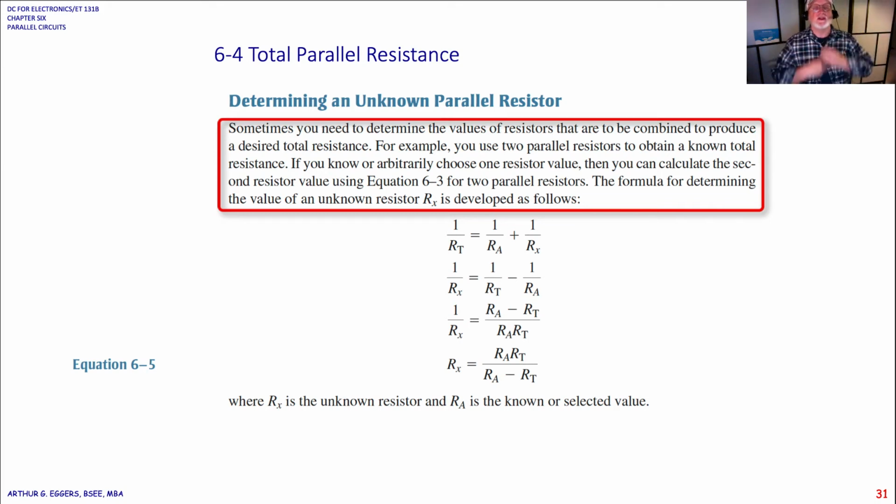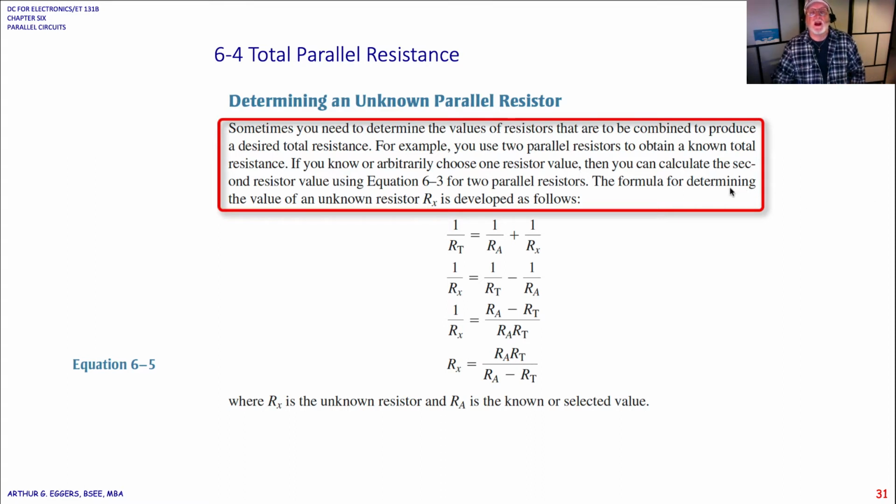So we can use these relationships now that we've just developed to solve for unknowns. In determining an unknown parallel resistor, sometimes you need to determine the values of the resistors that are to be combined to produce a desired total resistance. For example, you use two parallel resistors to obtain a known total resistance. If you know or arbitrarily choose one of the resistor values, you can calculate the second resistor value using equation 6-3 for two parallel resistors.